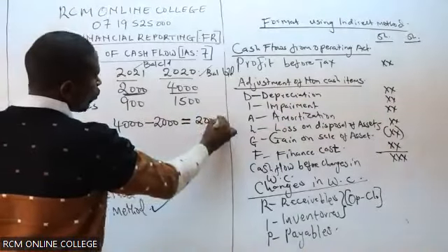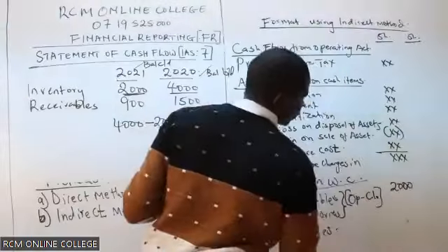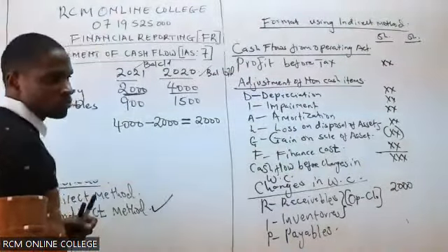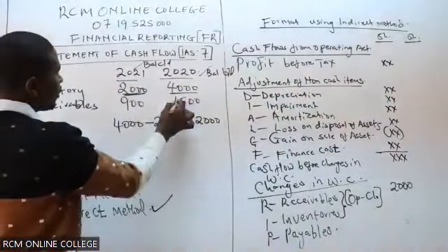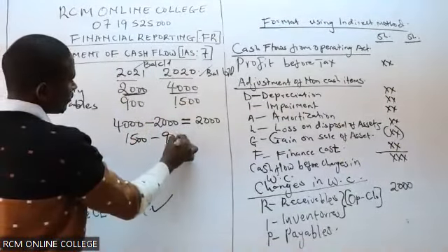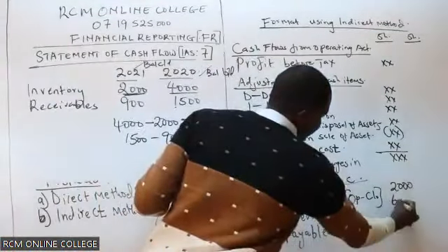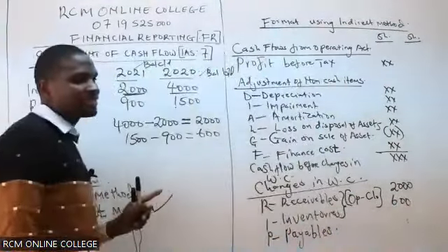Tumebaki na 2,000. So, hiyo itakuwa nini? Itakuwa 2,000, ikiwa in positive form. The same case applied to this one. Opening ilikuwa 1,500, minus 900. So 600. Unaiweka ikiwaje? Ikiwa hivyo. Unaweka 600, as simple as that.